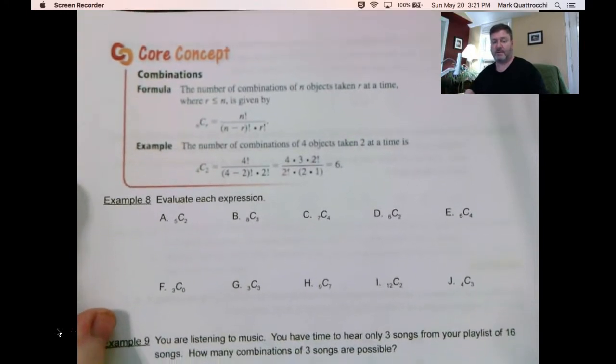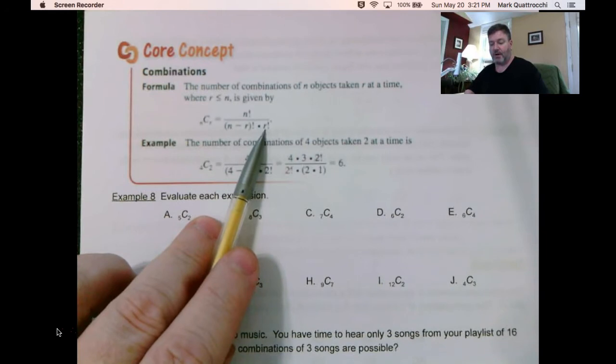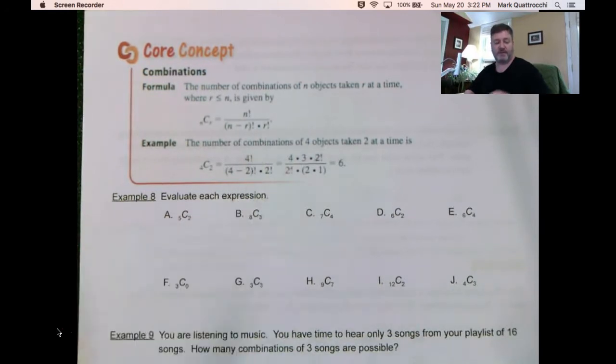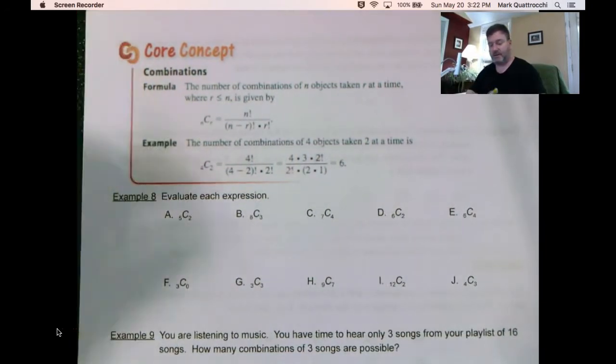We have a formula for figuring out combinations. It's similar to the permutations formula, but it adds in this r factorial in the denominator that wasn't in the permutations formula. So let's get some practice doing combinations and using the formula.